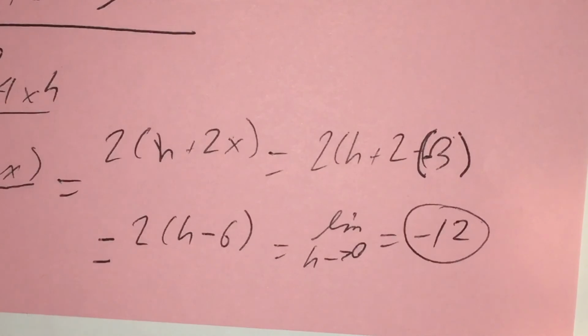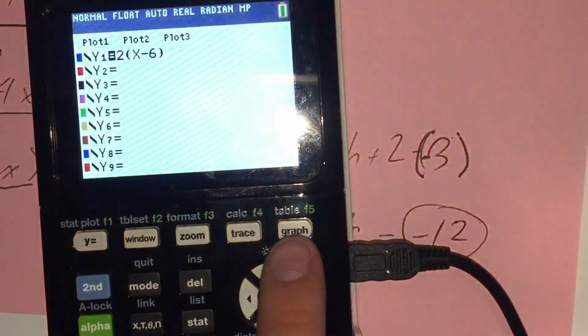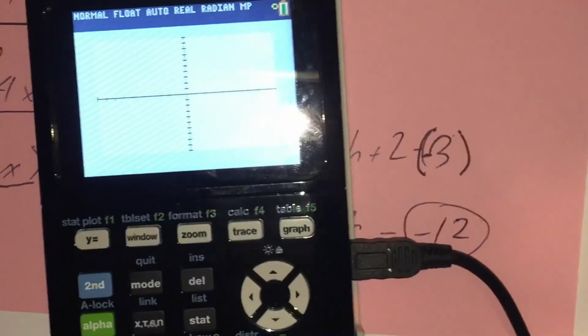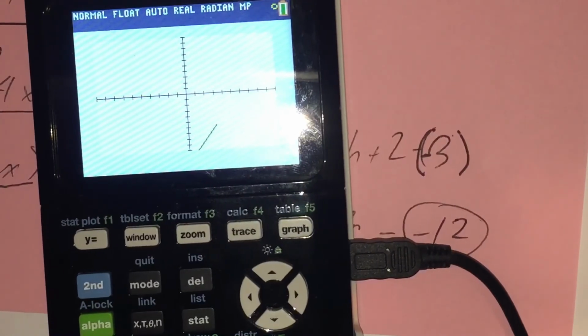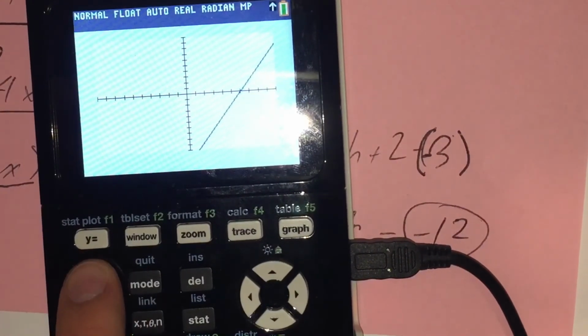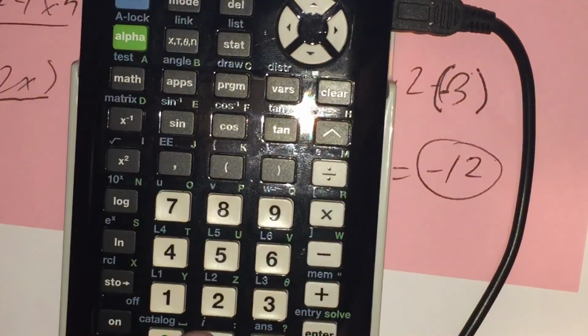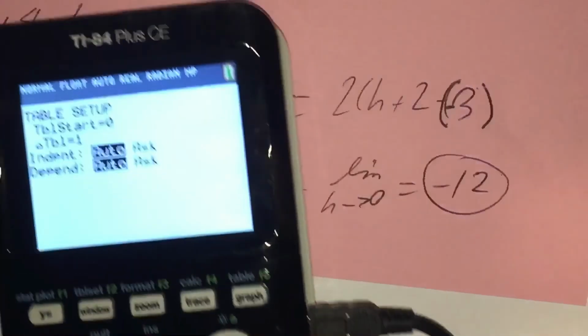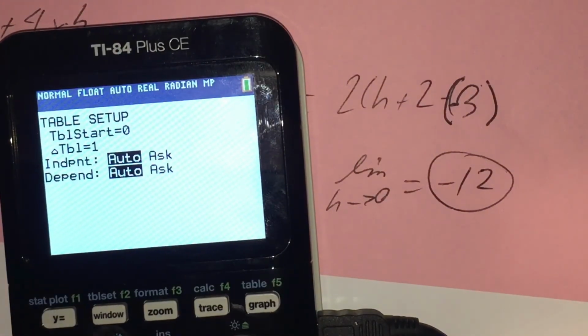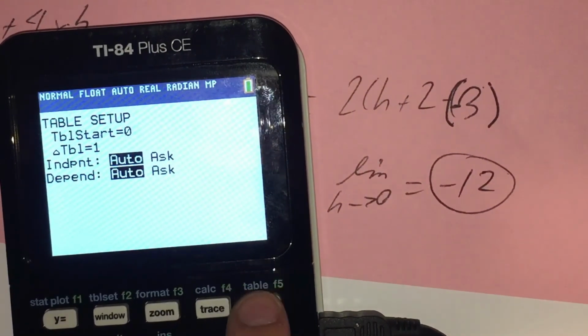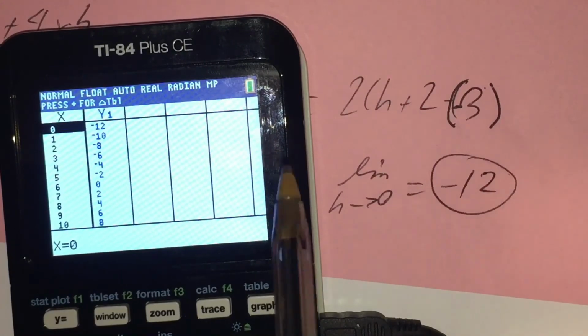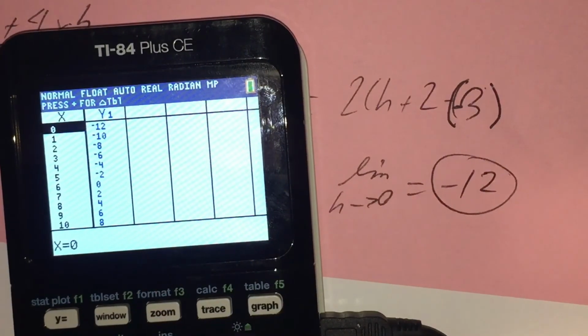And you plug that into your calculator, hit graph, hit second window, and we're finding it at 0, so instead of -2, we're going to hit 0. And then you're going to hit second graph, and it's -12.